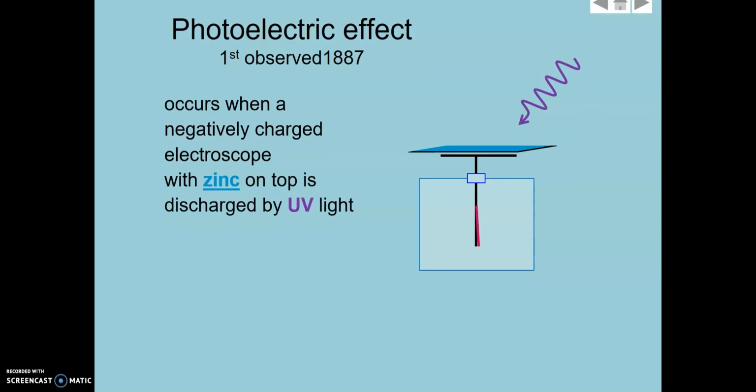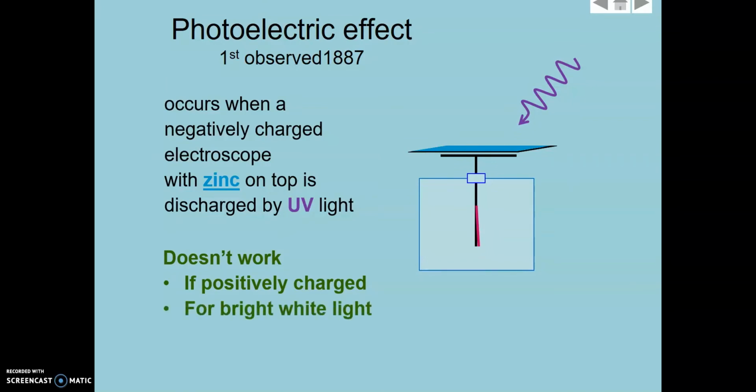Let's just look at that again. The ultraviolet light comes in and it discharges the electroscope, and we see the leaf collapses. Let's do it one more time. When did it not work? Well, it doesn't work if it's positively charged, or for bright white light, or without the zinc on top.